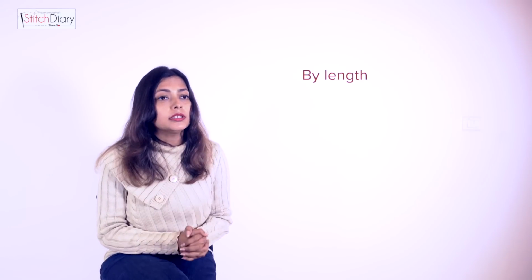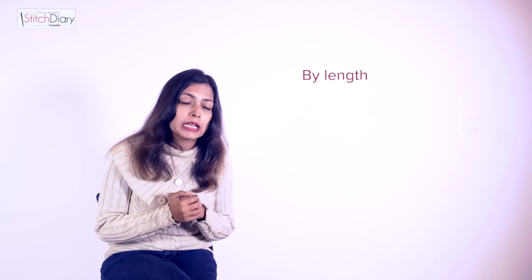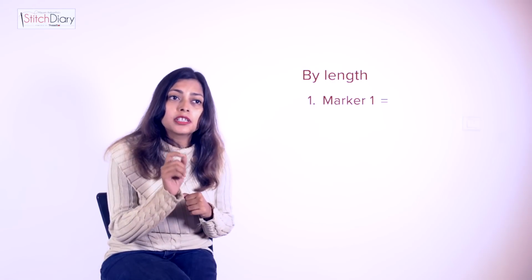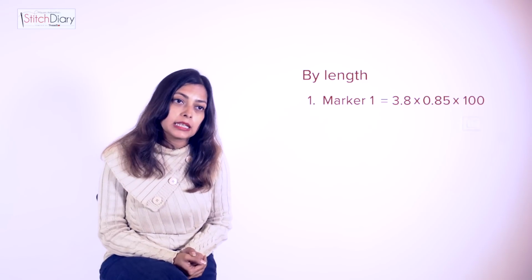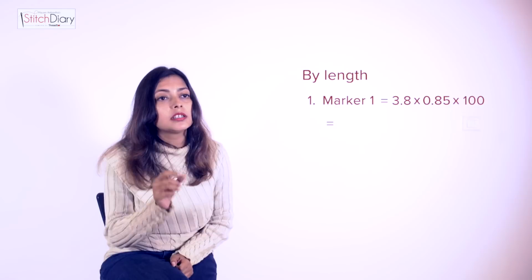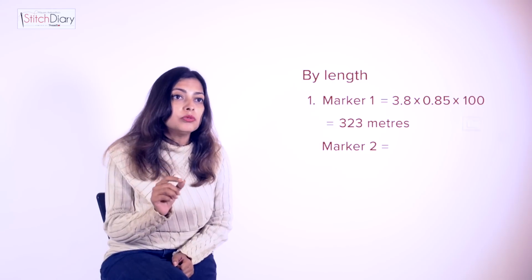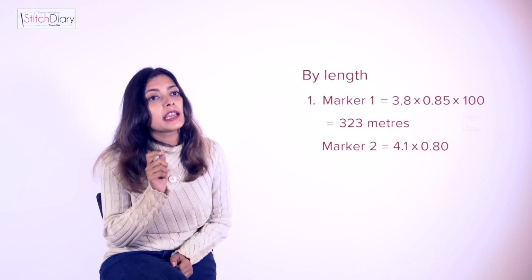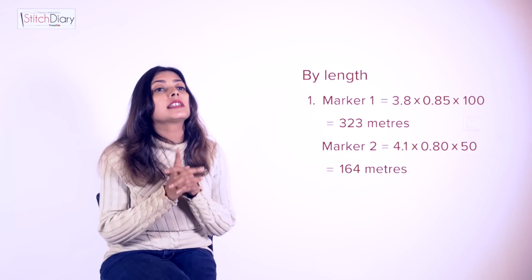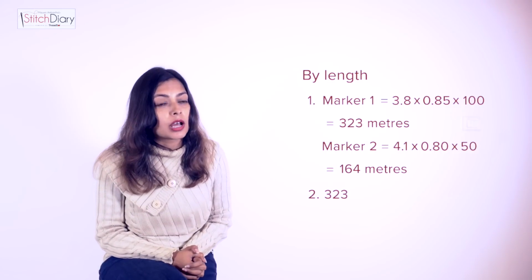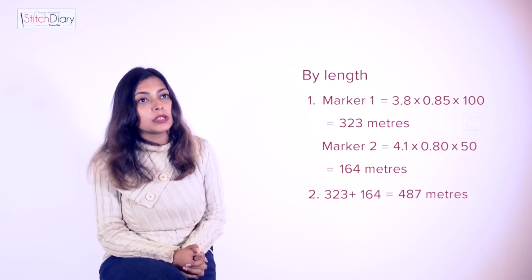So let's say for this order, we are continuing with the example used in the previous performance measurement tools as well. So the marker length, the first marker was 3.8 meters, efficiency 85% with 100 plies. So the fabric used in the first marker turns out to be 323 meters, which was used in the garments. Marker 2, marker length is 4.1 meters, efficiency 80% and 50 plies. So the fabric actually used in the garment is again 164 meters. So now the total fabric used in the order turns out to be 487 meters.